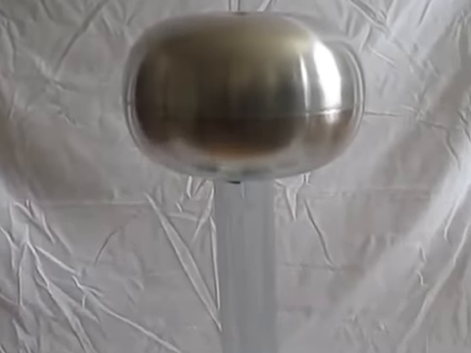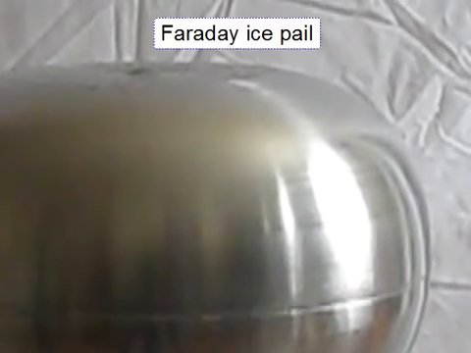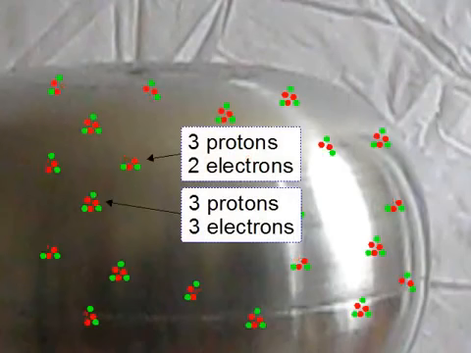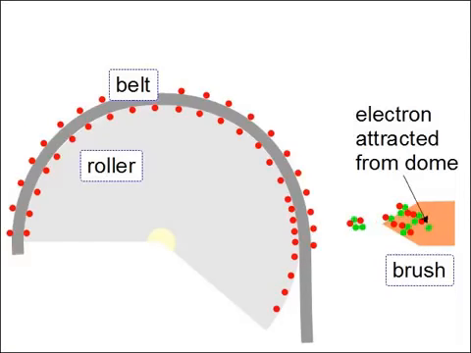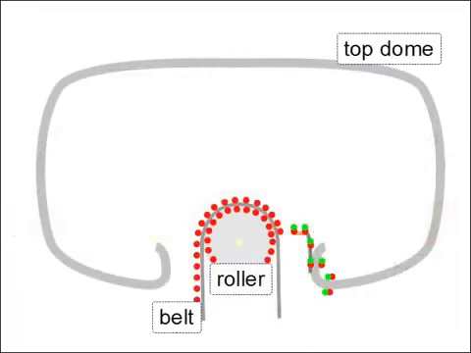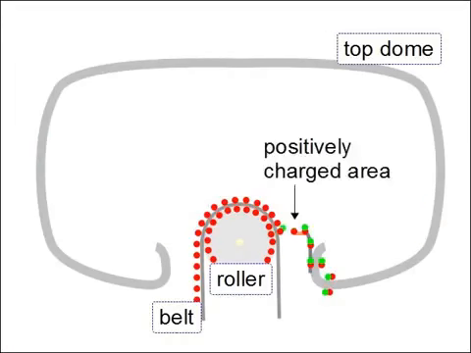The final step is the charging of the outer surface of the top dome due to the Faraday ice pail effect. In this Van de Graaff generator, that charge will be a positive charge. The outer surface of the dome will have more protons than electrons. This makes sense since in step 4 we were moving electrons from the top brush to the belt. So the answer to step 4's question, where did the electrons come from, is the outer surface of the top dome. When an electron is attracted from the top brush to the belt, that leaves a missing electron in that position on the brush, meaning that area of the brush is now positively charged.